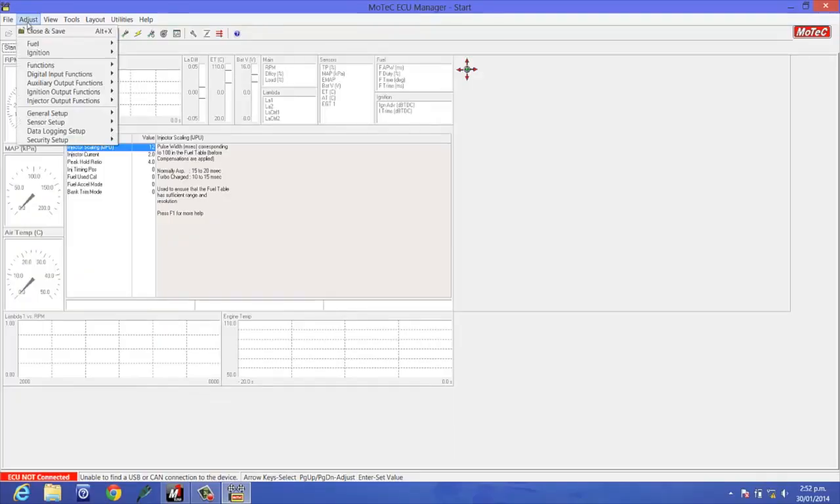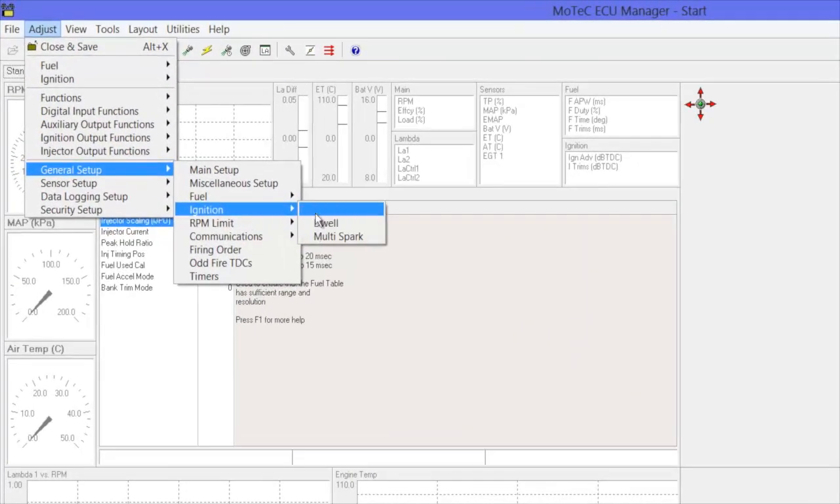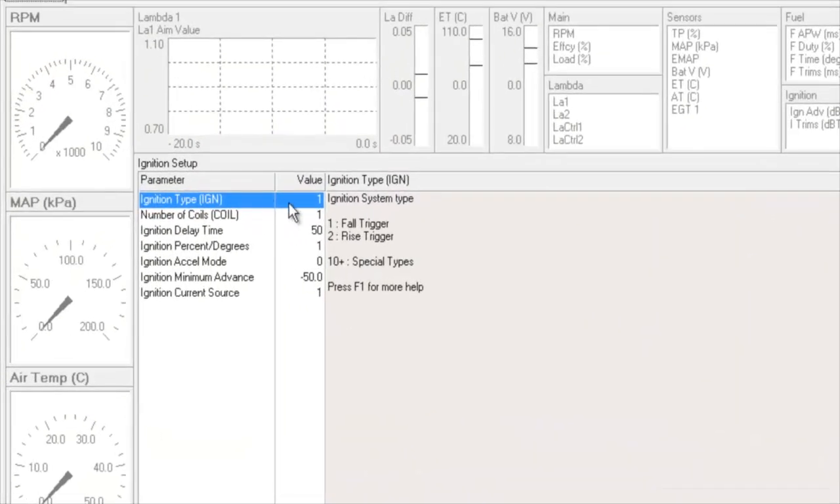If we go to the ignition setup menu, we first have the ignition type, which defines if the ignition output is a falling edge trigger or rising edge trigger. Most ignition systems use a falling edge trigger, but there are exceptions, including Honda, Ford, and some MSD systems. Getting this wrong can damage your coils, so if you are unsure, check with your ECU manufacturer.